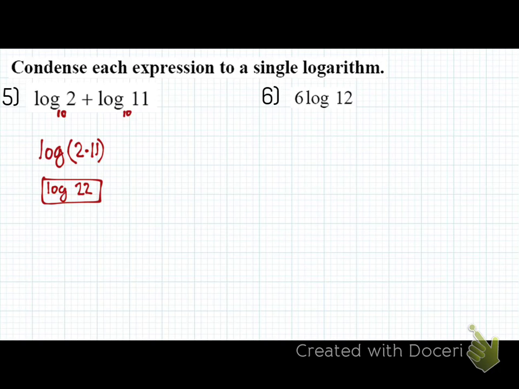Our last one, number 6, we're going to condense this one. We have 6 times the common log of 12, right? So remember we have a coefficient in the front here. We could use the power property and bring that over, okay? So we're going to write common log of 12, and then it's going to be to the 6th power. That's it. So let's have the teacher pause the video here. Let's have students write this down.